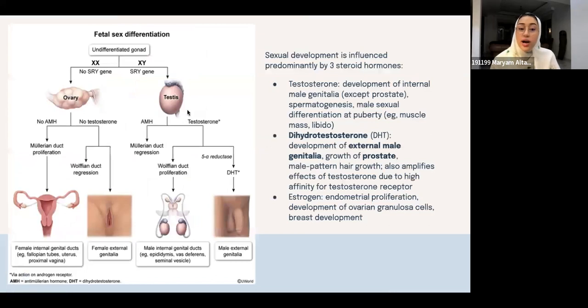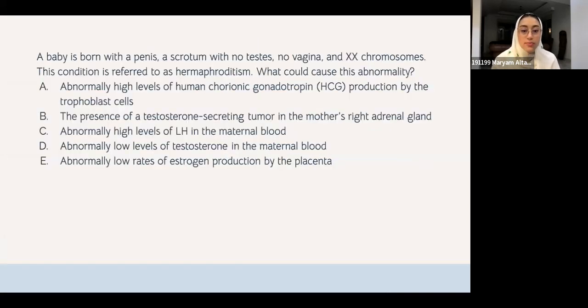But I have a very high level of testosterone for some external reason. Maybe the mother is taking external testosterone. Maybe the mother, like in this case, has a tumor. Maybe there's another problem going on. But if I have these high levels of external androgens on a developing fetus, even if this is a female, then what's going to happen? I'm going to develop this external male genitalia. I'm not going to have the Wolffian duct proliferation and whatnot, but you can see that here. So a scrotum with no testes, no vagina, and XX chromosomes.